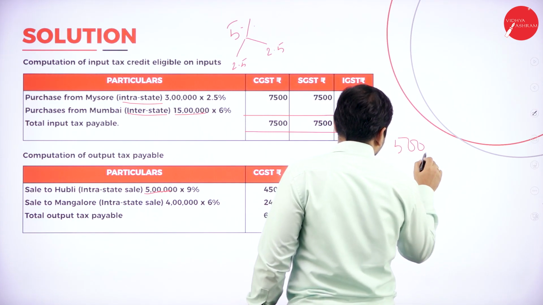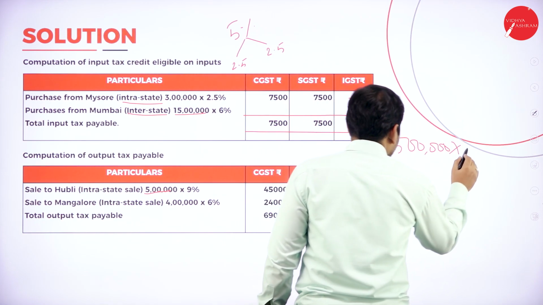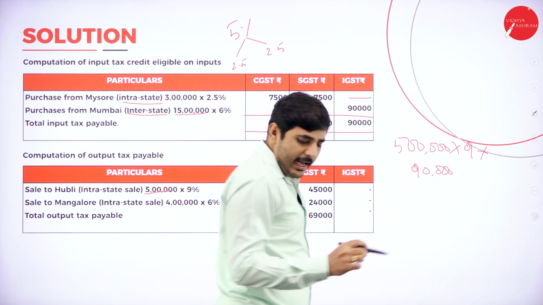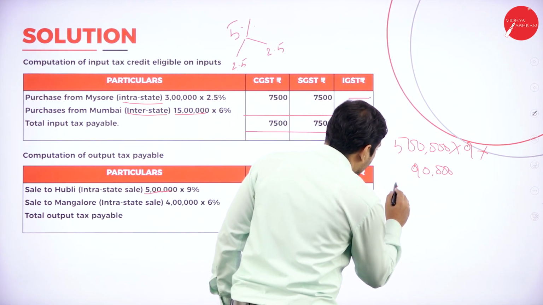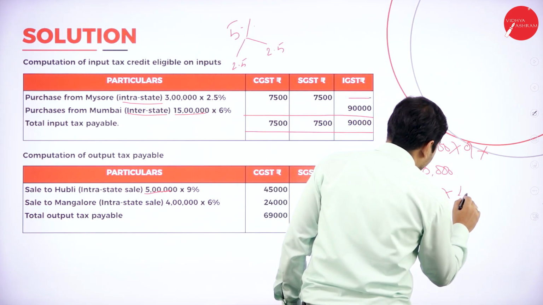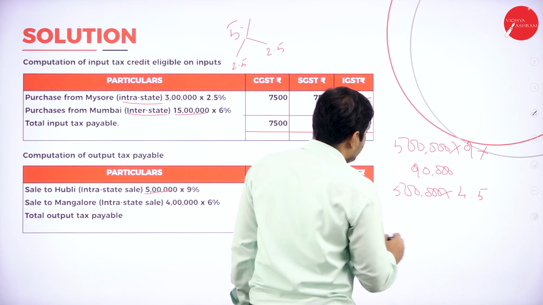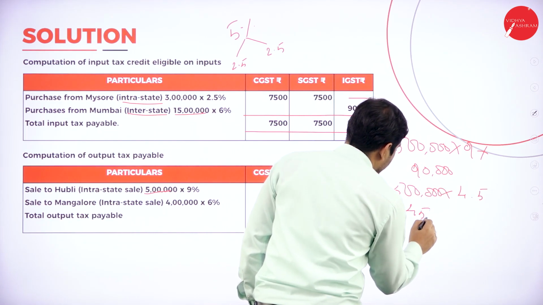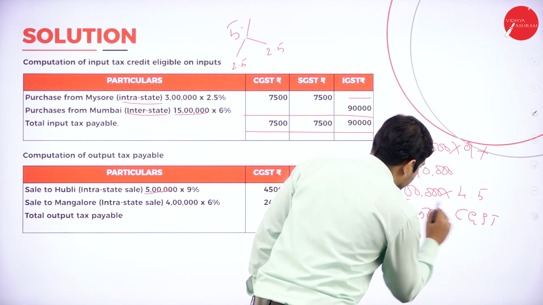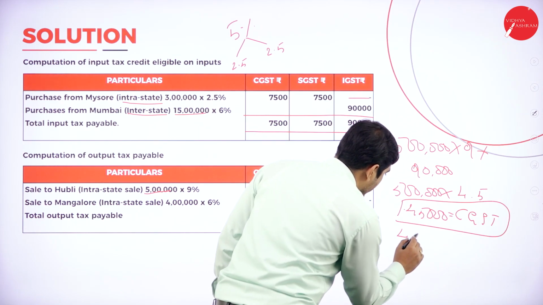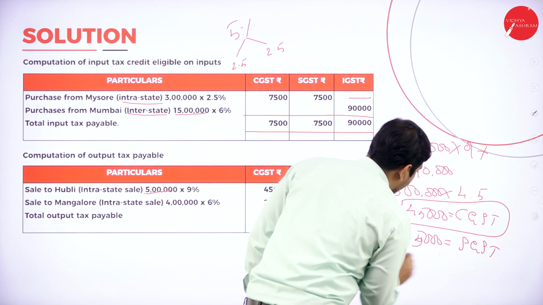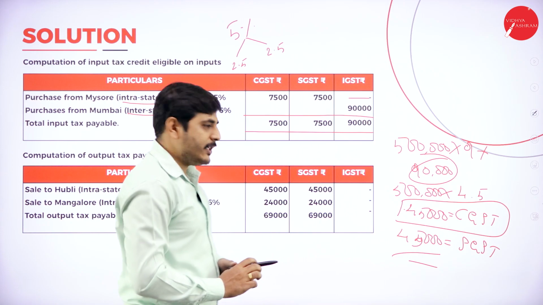So 5 lakh into 9%. Total it is 90,000. If you calculate half of this, let's calculate like this also. 5 lakh. So what is the half of 9%? It is 4.5%. It is 45,000. Again, it is CGST. So this is CGST. Again, 45,000, remaining 45,000 equals to SGST. If you add both of that, you will get 90,000.